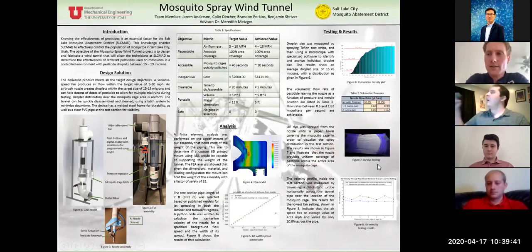Okay, the last test that we performed was the velocity profile test. The reason that we performed this test was because SlickMath specified that the air velocity before the mosquito cage needed to fall within the range of 3 to 10 miles per hour. So using a pitot-static tube, we measured the air velocity while moving along a fixed axis in 1-inch increments.